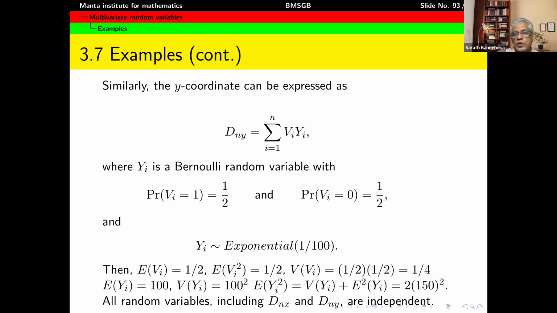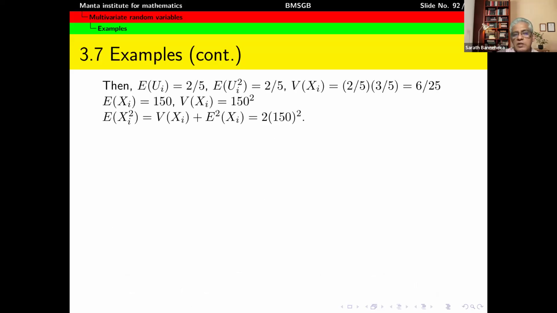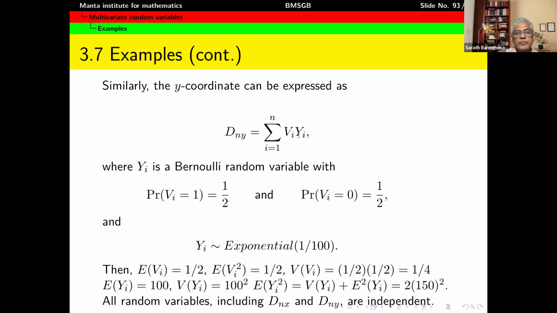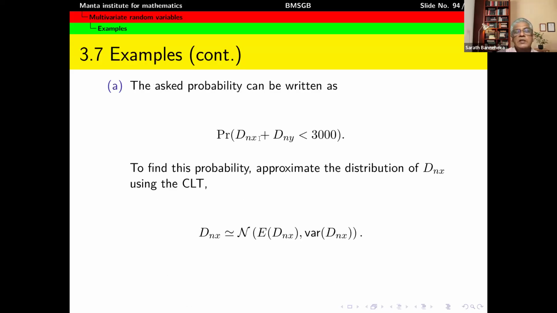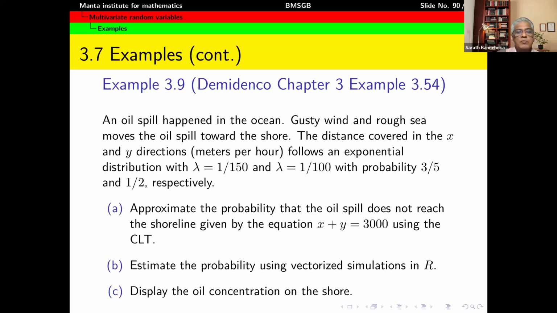Now, xi and yi are independent, ui and vi are independent. Therefore, ui xi is independent of vi yi, right? So this whole dnx term is independent of the dny term. So what we need is the probability that the oil spill does not reach the shoreline in n hours. In order to simplify this, we have to find the approximate probability that the oil spill does not reach the shoreline given by this thing in a given n hours.